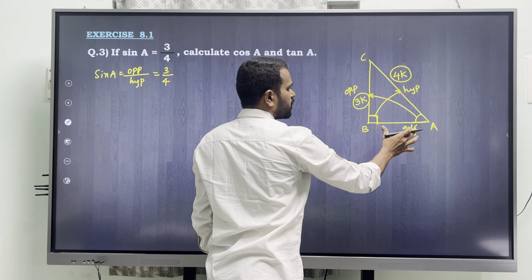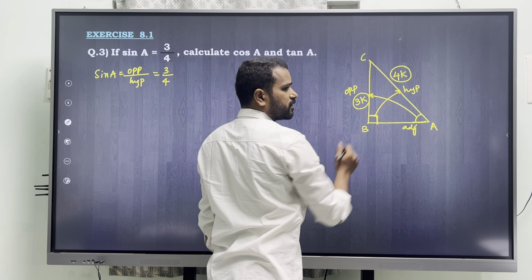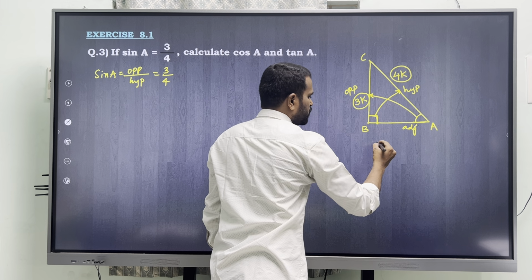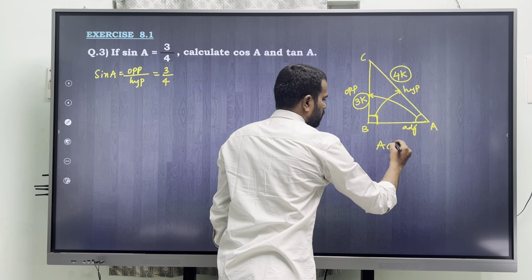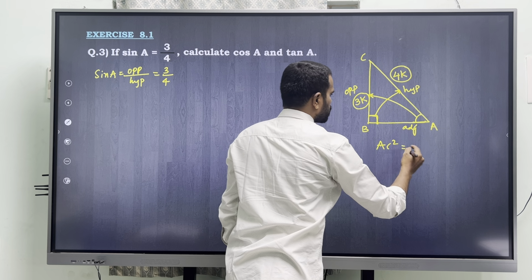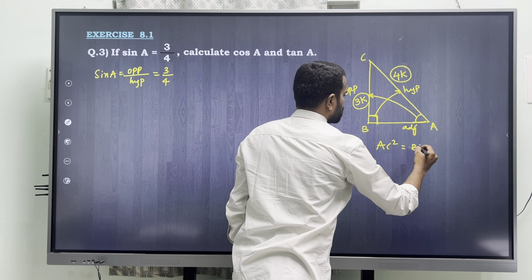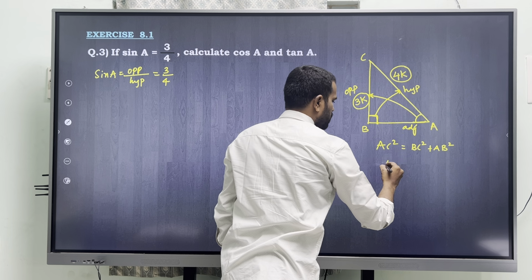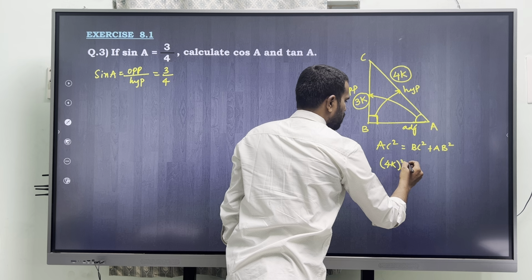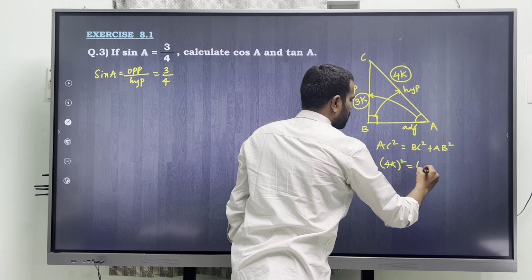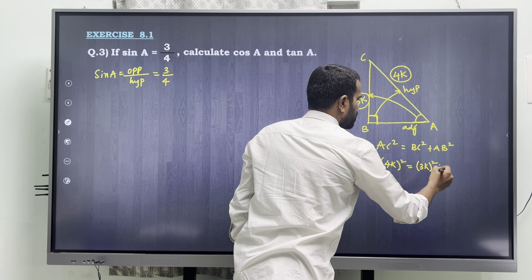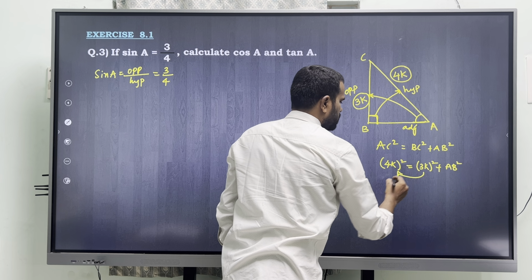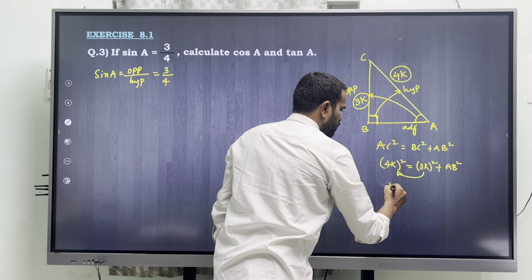Now let us find the other trigonometric ratios. We have two sides, so let us find the third side. What does the Pythagoras theorem state? The hypotenuse square is equal to the sum of the squares of the other two sides, BC square plus AB square. So the hypotenuse 4k square is equal to BC, 3k square, plus AB, which we have to find.